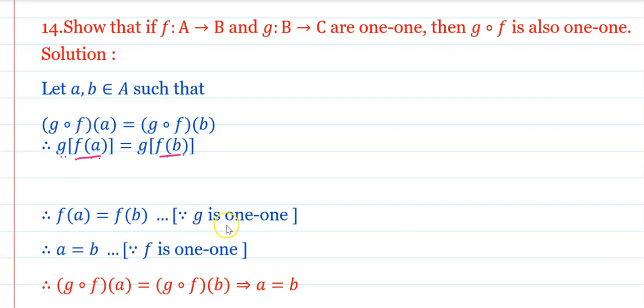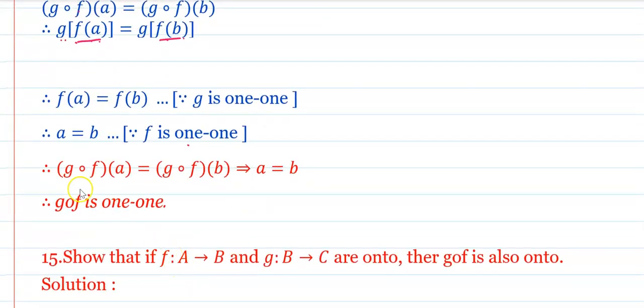Okay, g is 1 1. Okay, f of a is equal to f of b. हे दोन्ही सारखेच आहेत. म्हणजे काय? a is equal to b because f is 1 1, and hence gof of a is equal to gof of b. It implies that a is equal to b, and hence it is 1 1.